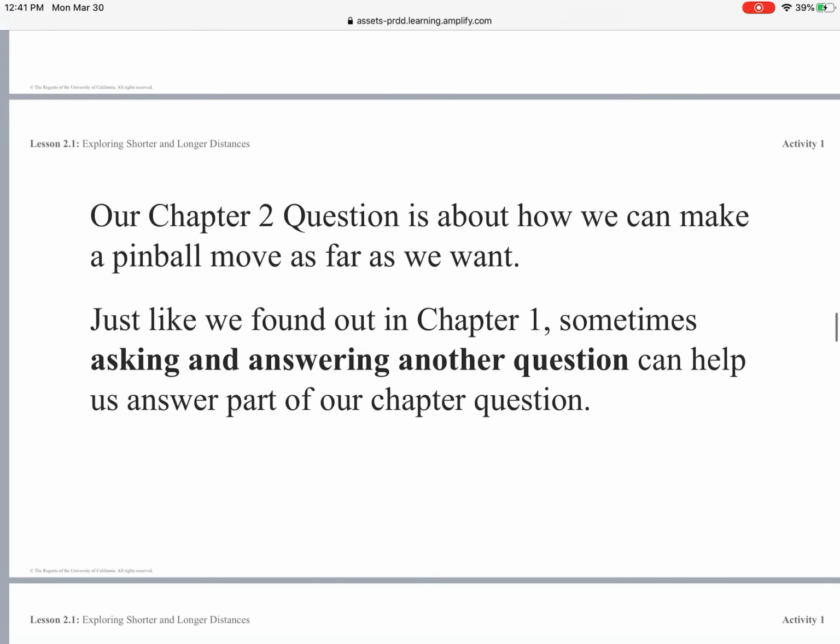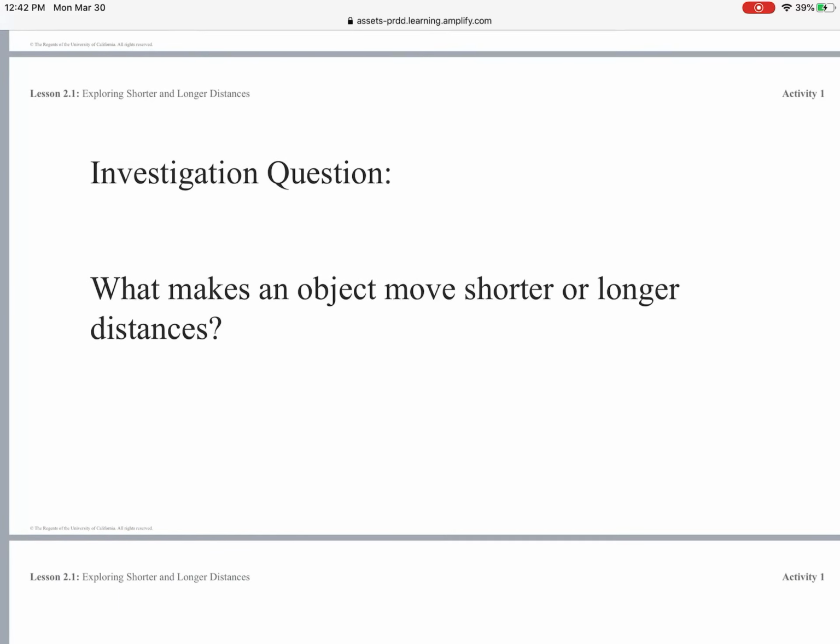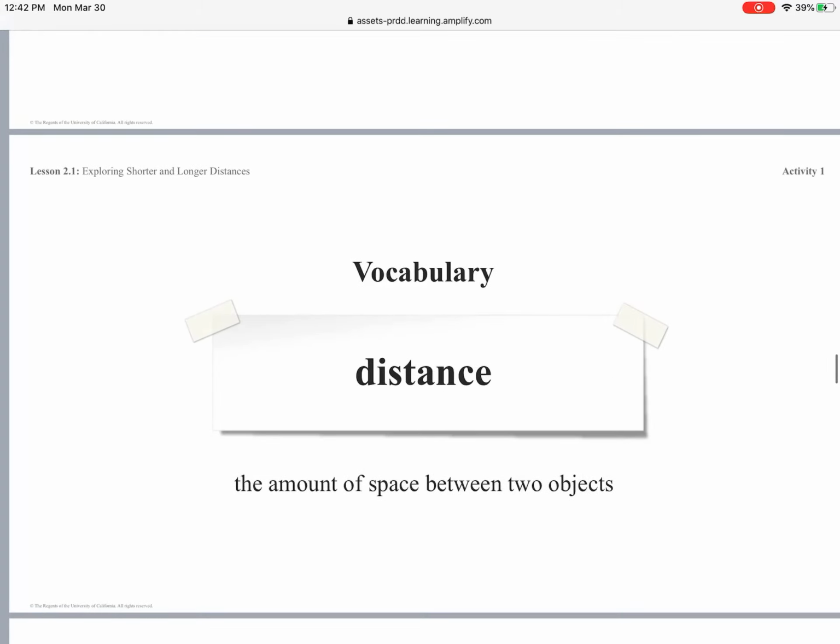Our chapter 2 question is about how we can make a pinball move as far as we want. Just like we found in chapter 1, sometimes asking and answering questions can help us answer part of our chapter question, okay? Our investigation question: what makes an object move from short to longer distances? So how do we make an object move from a short distance to a long distance? What causes that to happen?